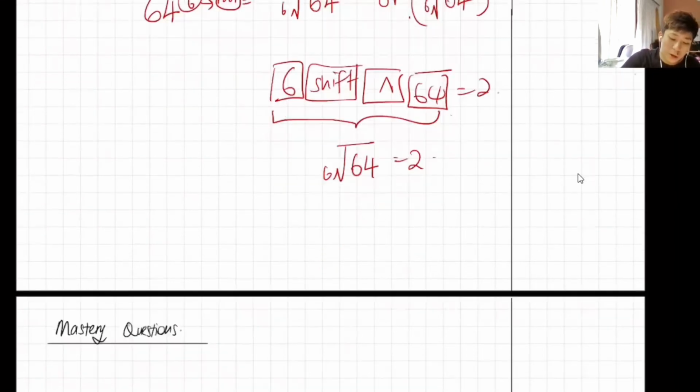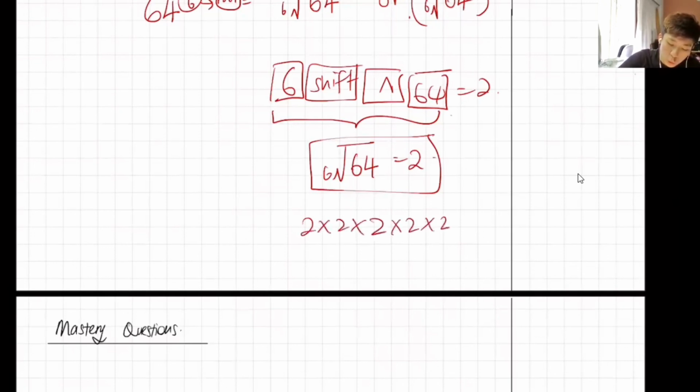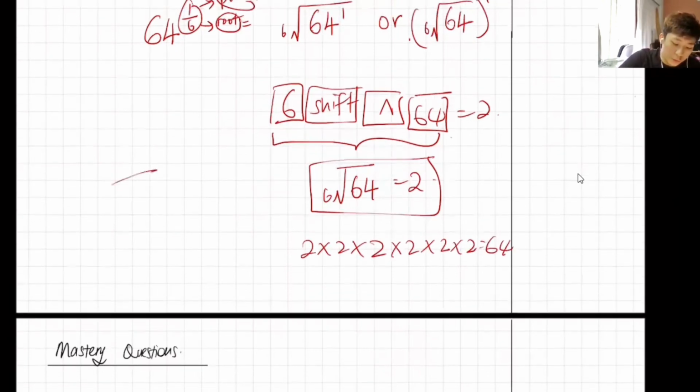So what does it mean? I want to explain what this means. This means that 2 times 2 times 2 times 2 times 2 times 2 gives you 64. You multiply 2 six times. So if you see a number like the 7th root of n, what does this mean? You must be able to explain to yourself: what is the number that you need to multiply by itself 7 times to get n?